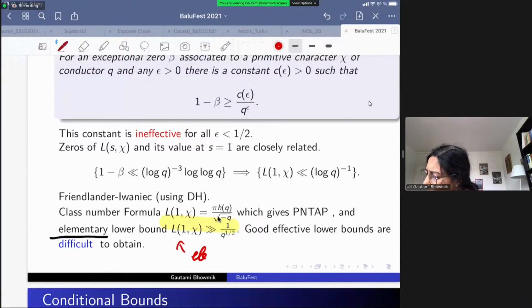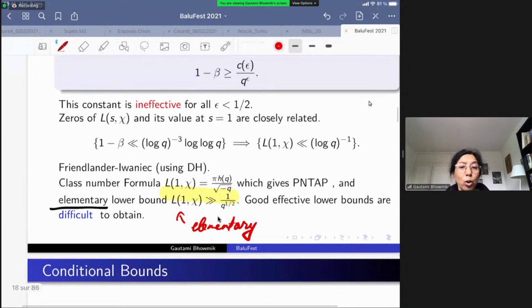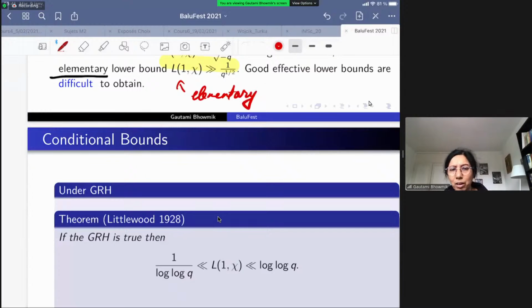There are some improvements, but usually under some conditions. So I want to talk about some of these conditional bounds. The first one is really old, 1928, it's Littlewood. And this says that if you assume the generalized Riemann hypothesis, then L(1, χ) is bounded on both sides by 1/log log Q and log log Q.